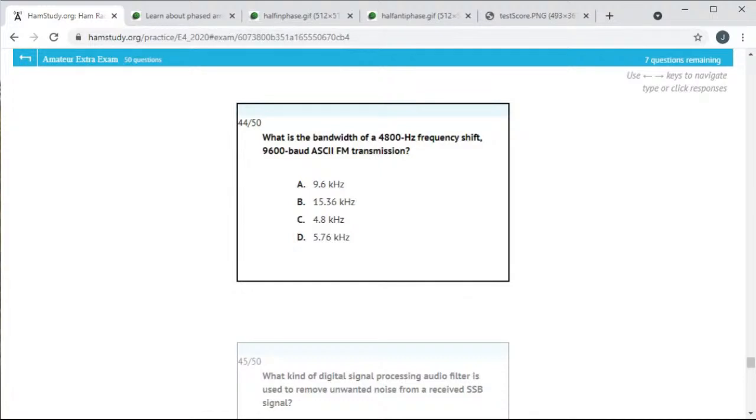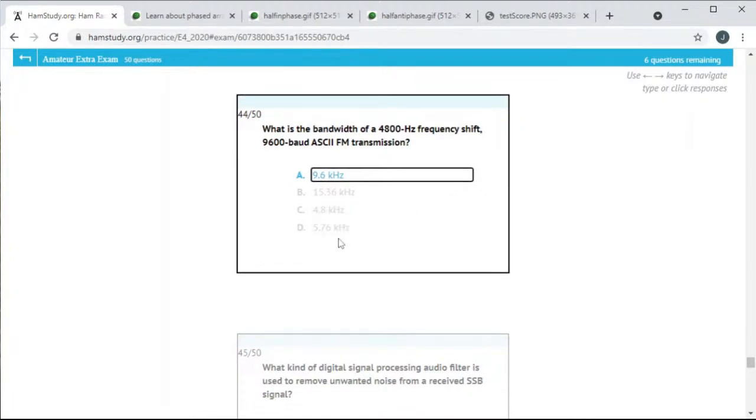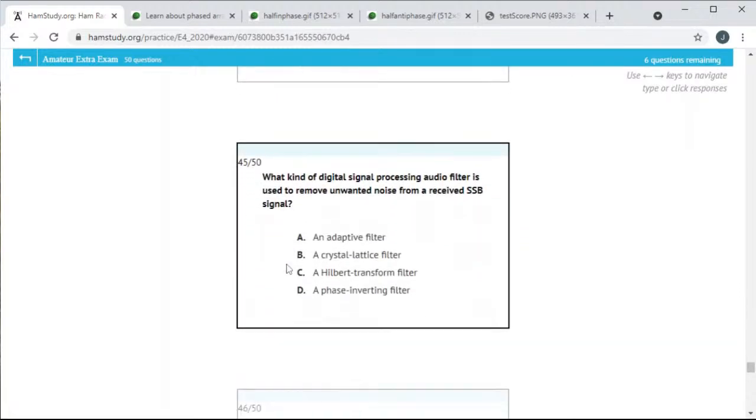A, 9.6 kilohertz, B, 15.36 kilohertz, C, 4.8 kilohertz, D, 5.67 kilohertz. I'm going to guess that it's 9.6 kilohertz because I think, and we'll find out shortly, that the frequency shift doesn't have any, it just shifts it. It doesn't do anything with the bandwidth.